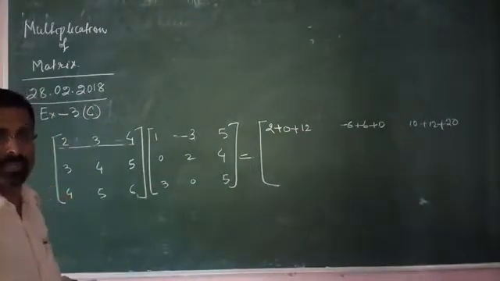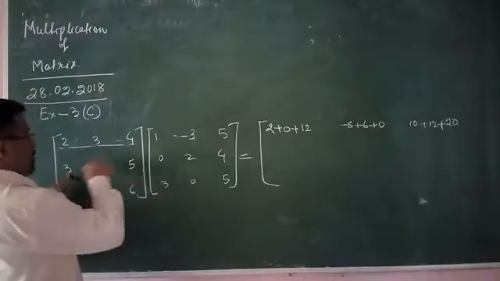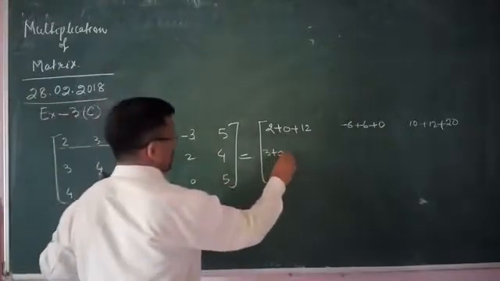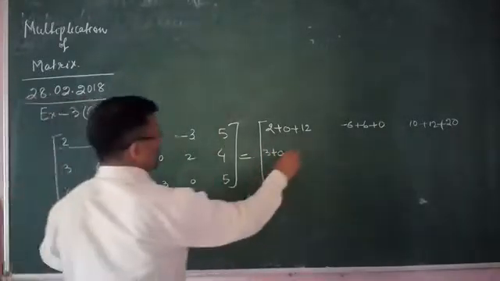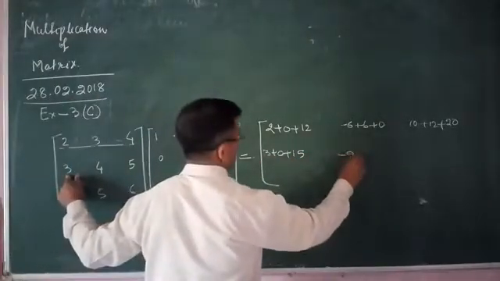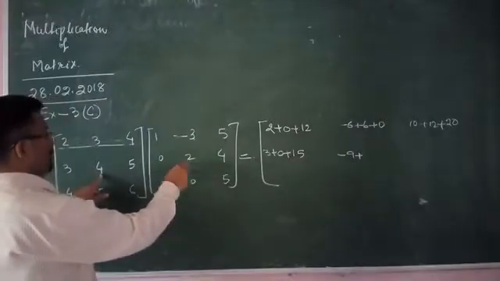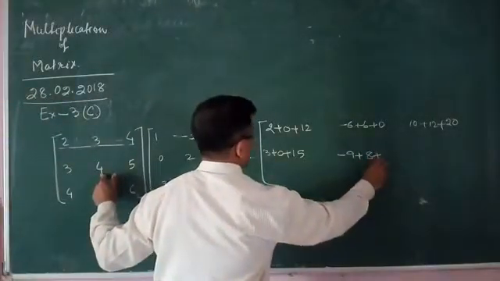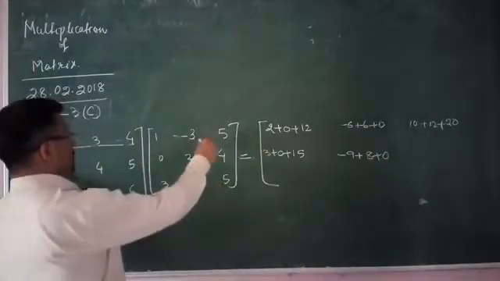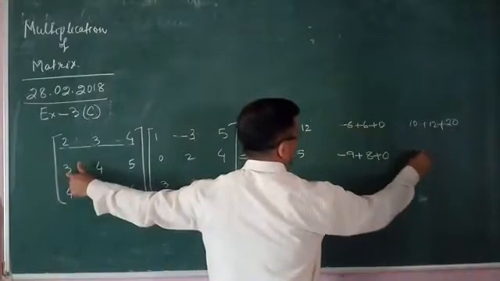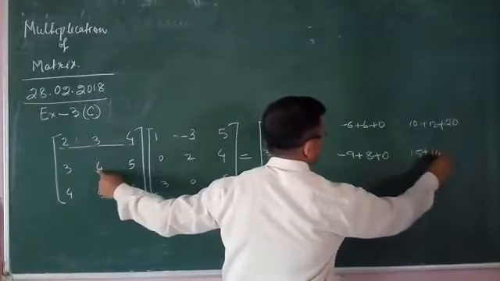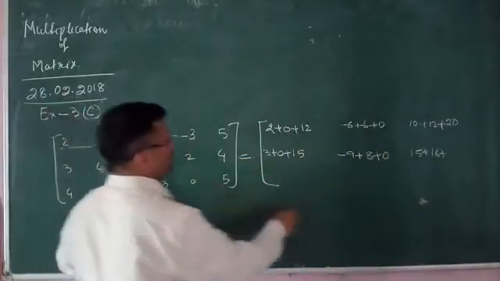Now we will go to the second row. So 3 ones are 3, plus 4 zeros are 0, plus 5 threes are 15. Next, now 3 threes are 9, negative 9, plus 4 twos are 8, plus 5 zeros are 0. Now last, 3 fives are 15, 4 fours are 16, plus 5 fives are 25.